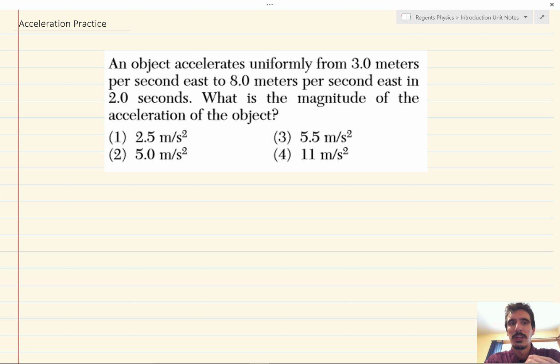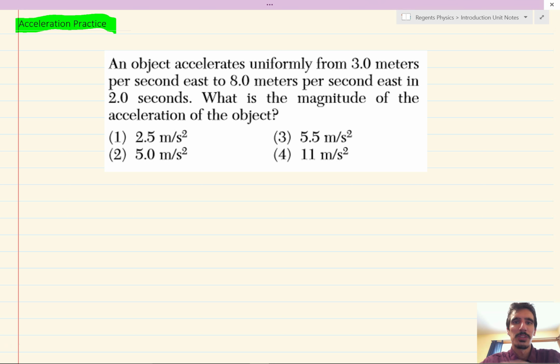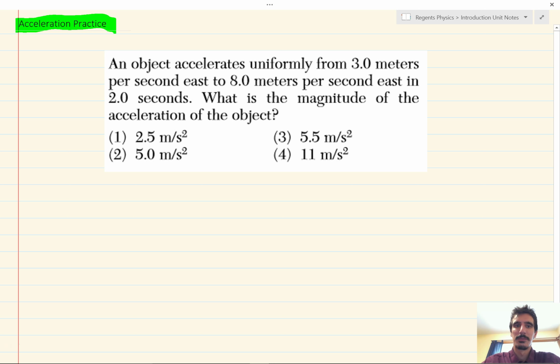We're going to do some acceleration practice problems together. These problems came straight from the Regents, and we will go through them step by step on how to solve them. So let's go through the first one.